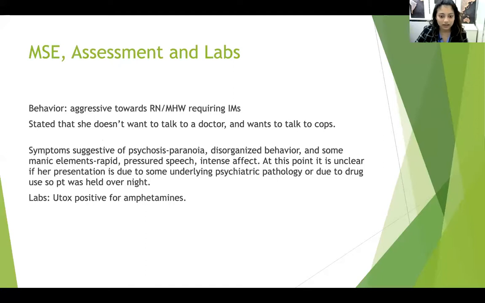Symptoms that we thought as well, like all of you, that the symptoms were suggestive of psychosis. She was paranoid. She had disorganized behavior, some manic elements like the rapid pressured speech. She had an intense affect. We didn't know if this was due to psychosis or due to substance use, because she admitted to substance use with us. So we held her overnight. And the labs were significant for positive UTOX for amphetamines.